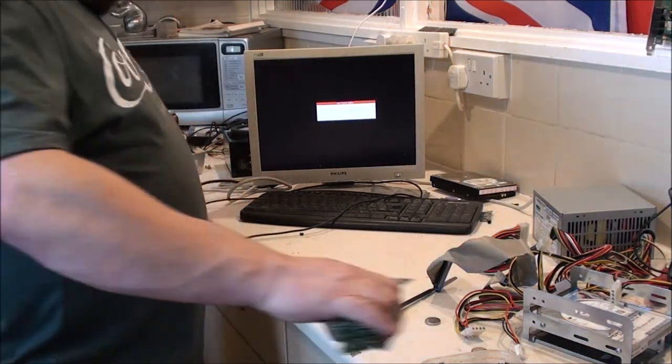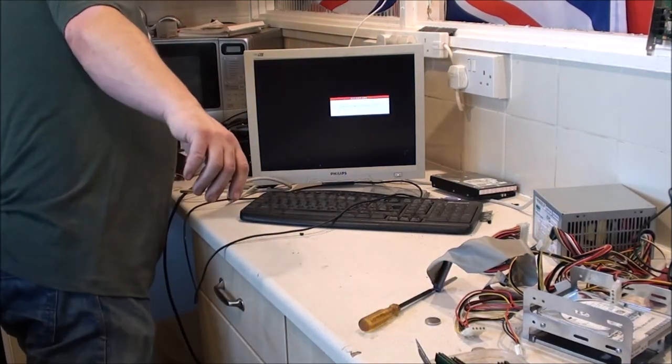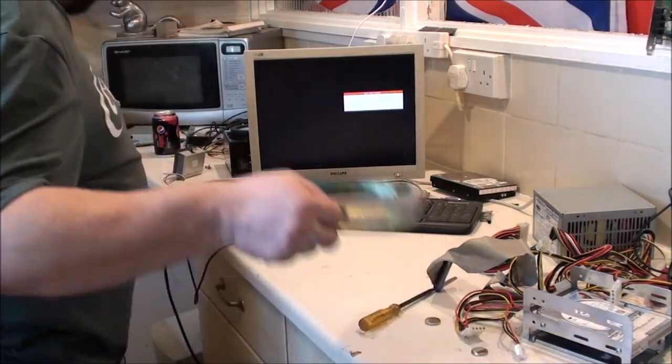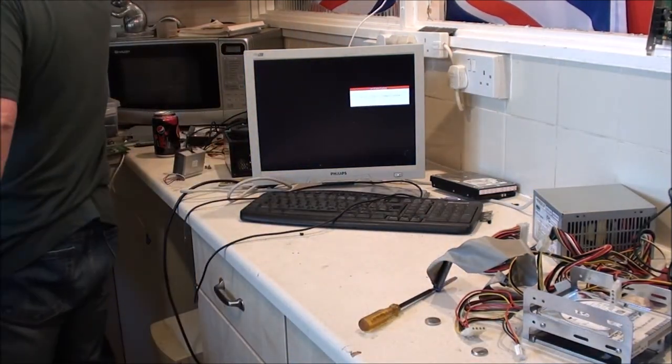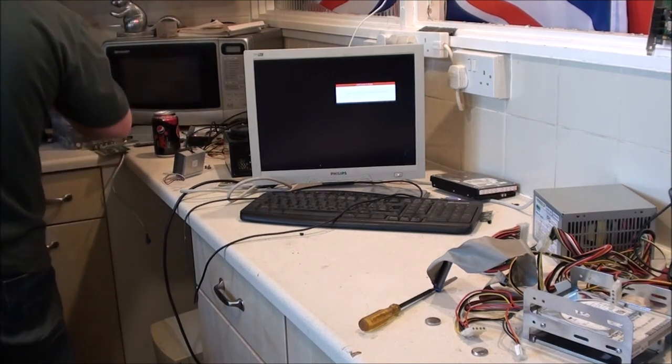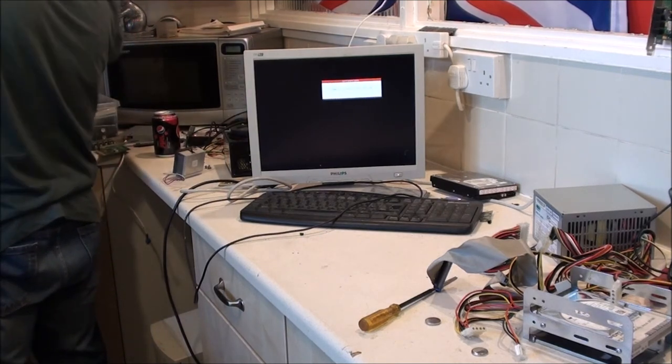Righty-ho then. Put that RAM in there. What RAM is that? That's not the same. Put that back in the cupboard. Out of the way.